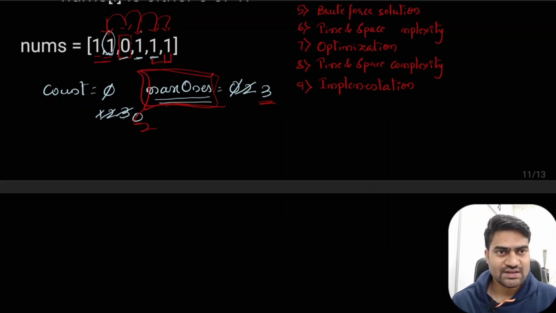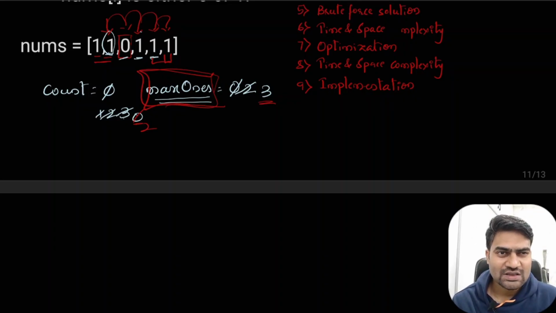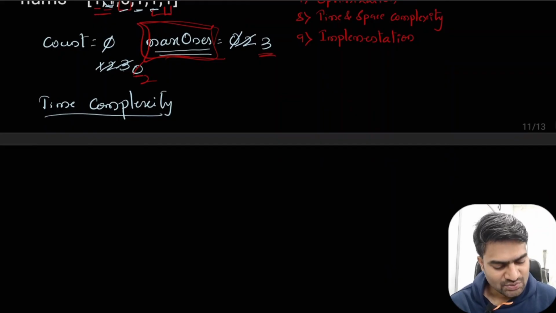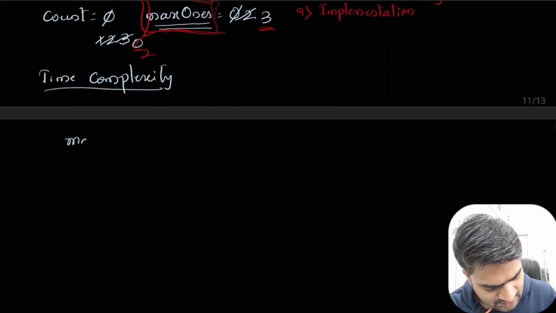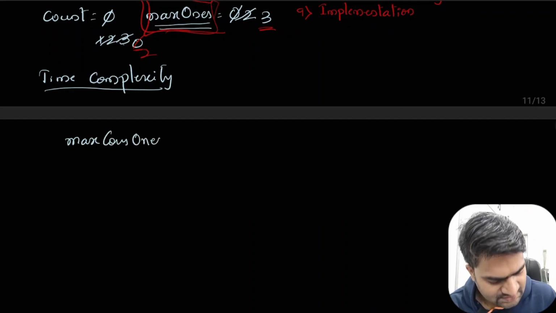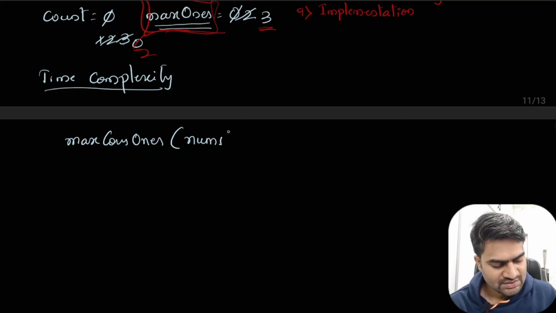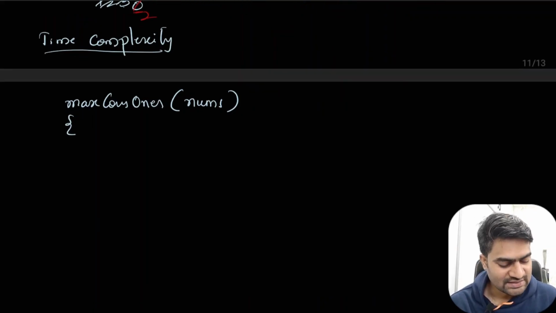Okay, so this is the extreme naive way because we are trying to check all the possible ways. Let us try to write the pseudocode for this one. So I will write the max consecutive ones method. It accepts the nums array. From the constraint we already know there will be at least 1 value in the array, so we don't need to validate for the length 0 case.